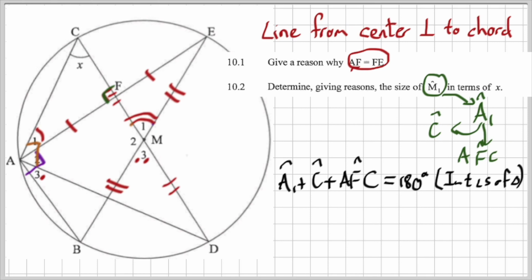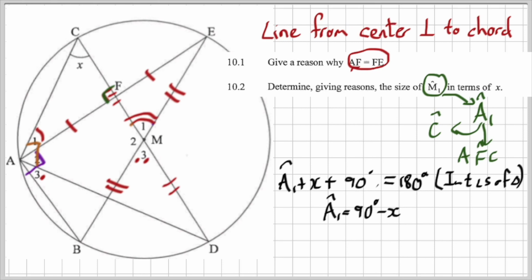Let me explain my logic to you. If I can find A1 in terms of X, it means I can find M1 in terms of X. That's my logic that I'm using here. So let's substitute in those two values we've got. C is X and angle AFC is 90 degrees, which means angle A1 is 90 degrees minus X.